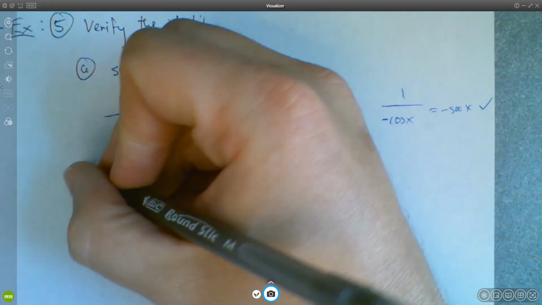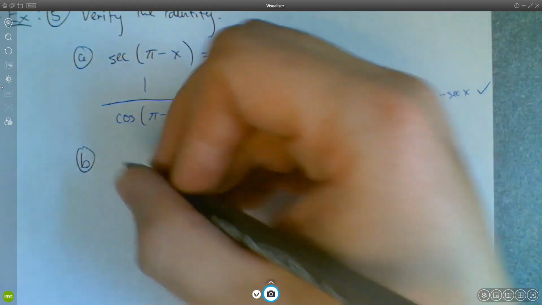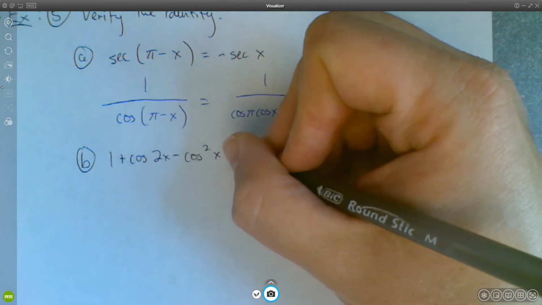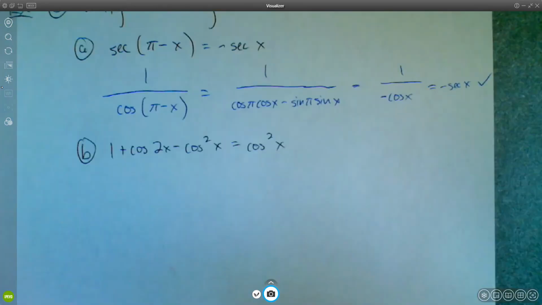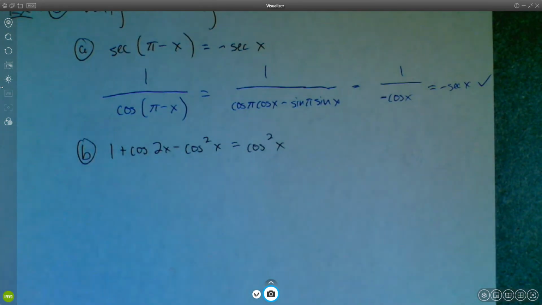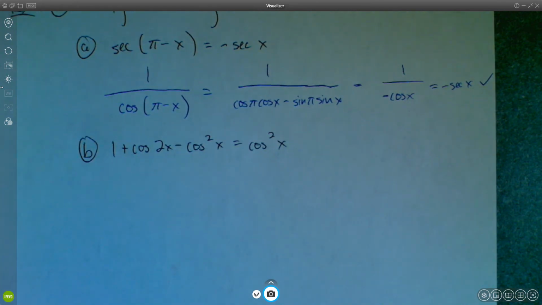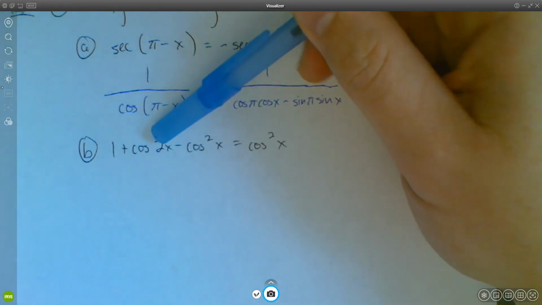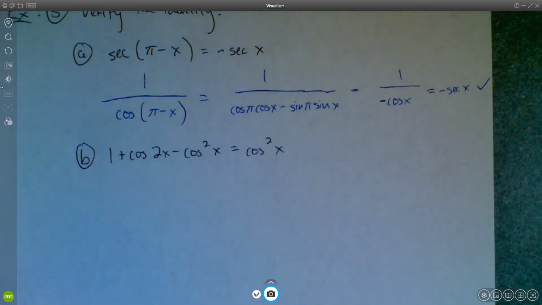Okay. Here's another one. 1 plus cosine 2x minus cosine squared x equals cosine squared x. Wow, can that really be true? That's interesting. I was going to say it's 1 minus cosine x quantity squared, but that's not right. That's not true. Well, okay, so I'll give you a hint on this one. Think of cosine 2x as cosine of x plus x, and then apply the sum formula. So I'll give you a second to see if you can work that out.